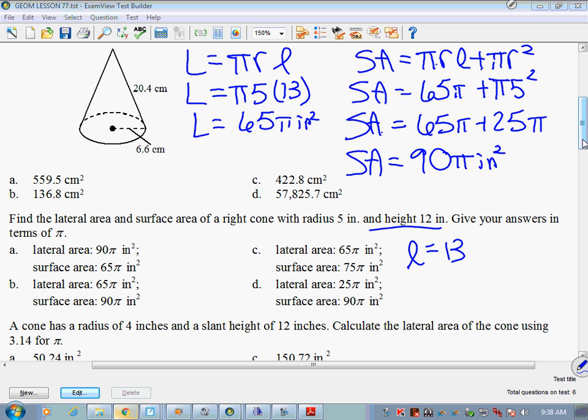Okay, we got all that straightened out. Lateral area 65, surface area 90. What is my answer there? B. All right, so even whenever I make a mistake, it's still a learning opportunity because we made an assumption and it was incorrect. We found that out because the answer that we got wasn't anywhere in there, so we had to go back to the drawing board.